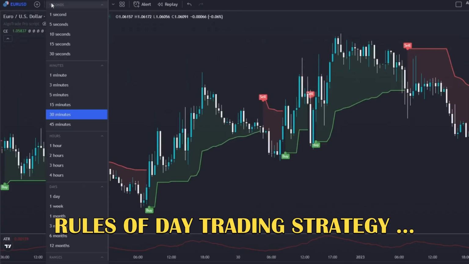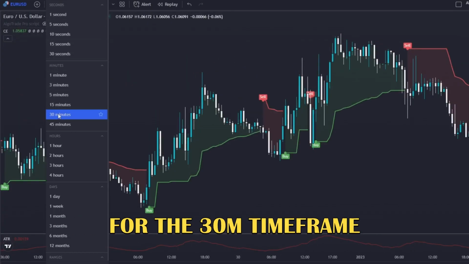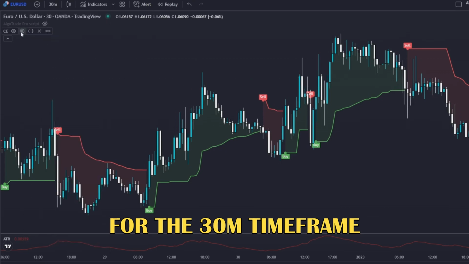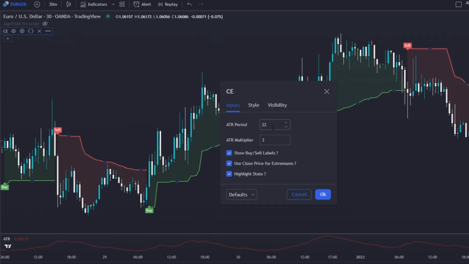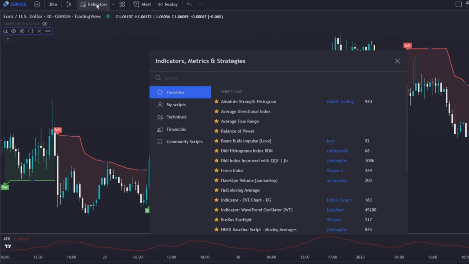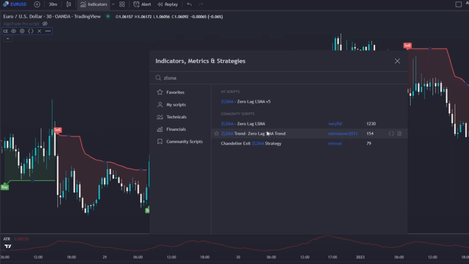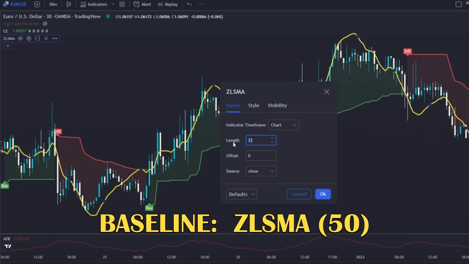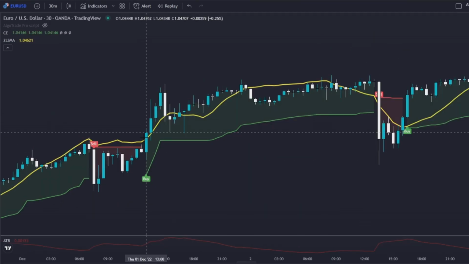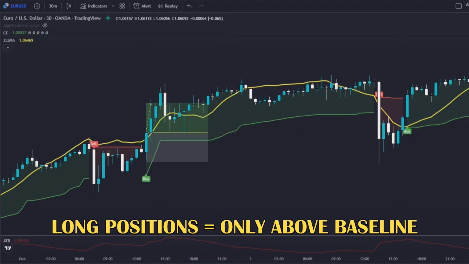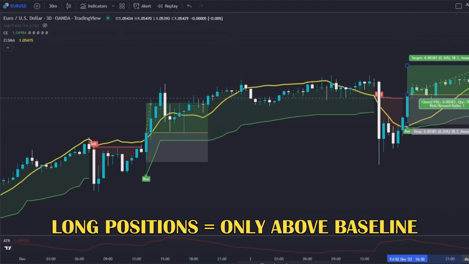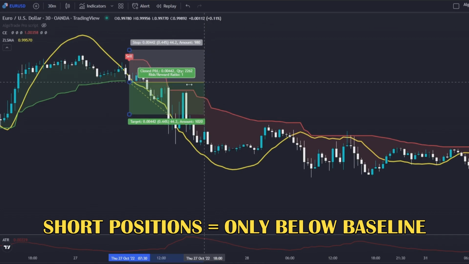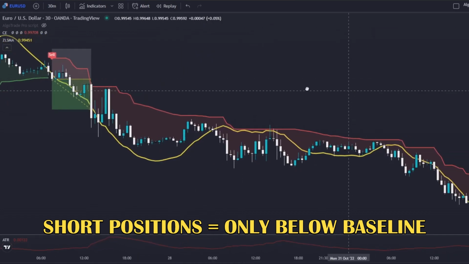Let's now see the rules of our day trading strategy that we will apply on the 30-minute time frame. The main indicator will be the Chandelier Exit with the same settings, which are 22 and 3, and then I will add a zero lag LSMA with a period of 50, which will act as a baseline. When the price is above it, we will only look for long positions, and when the price is below it, we will only look for short positions.